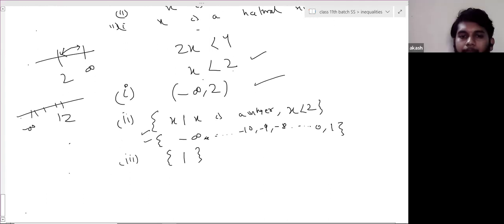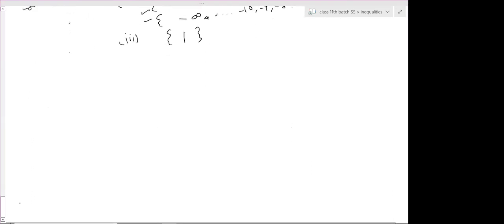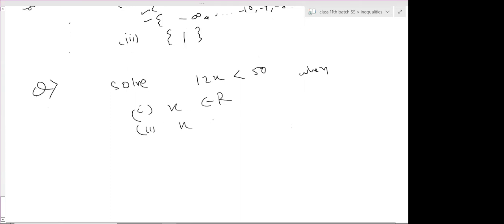Next question. Solve 12x is less than 50, when x belongs to R, x belongs to Z, x belongs to N.